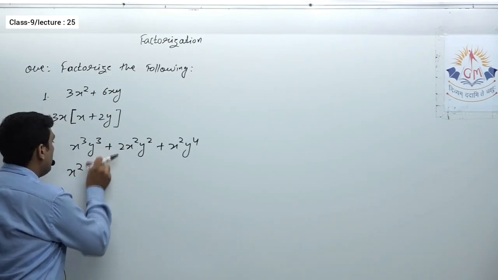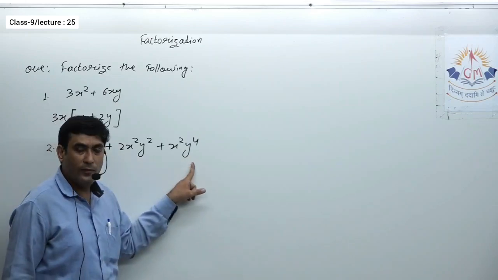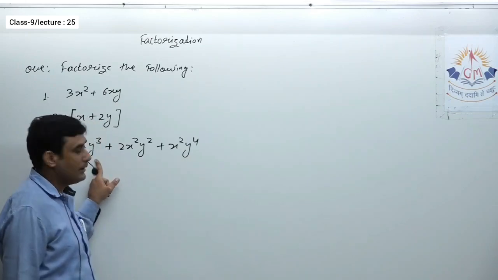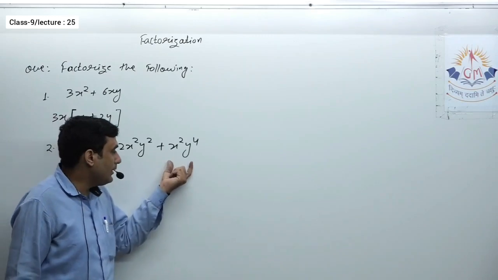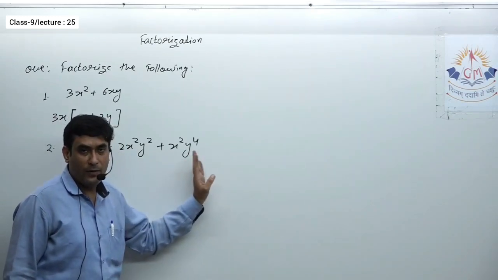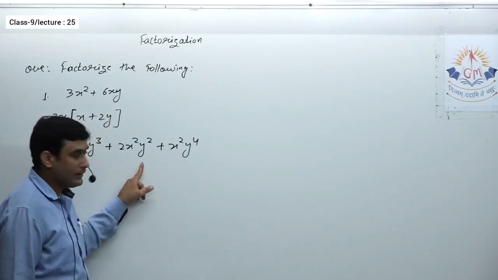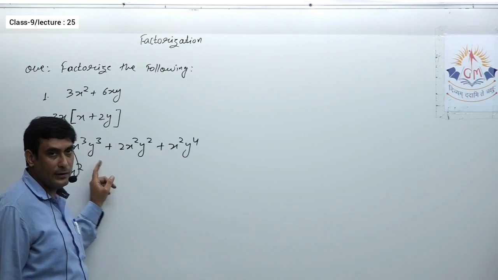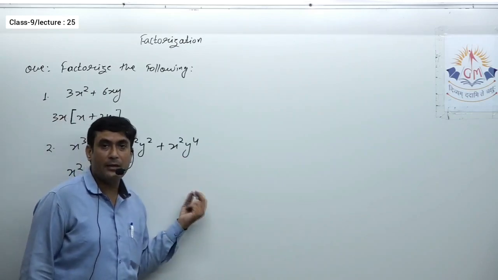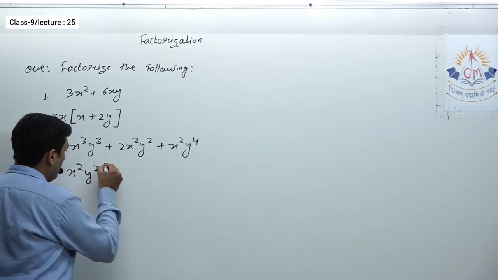Okay, now let us talk about y. Here this is y square, here this is y raised to 4, here this is y raised to 3. That means this term contains 4 y's, y multiplied by y multiplied by y multiplied by y. In that way this contains 2 and this contains 3. So among these 3 we can say minimum is y square. So I will take y square common.